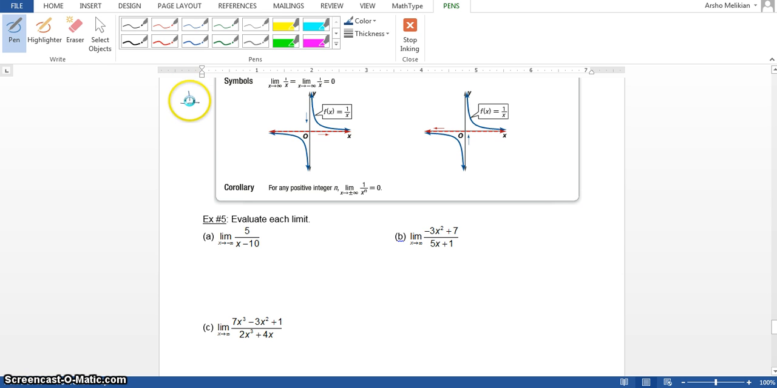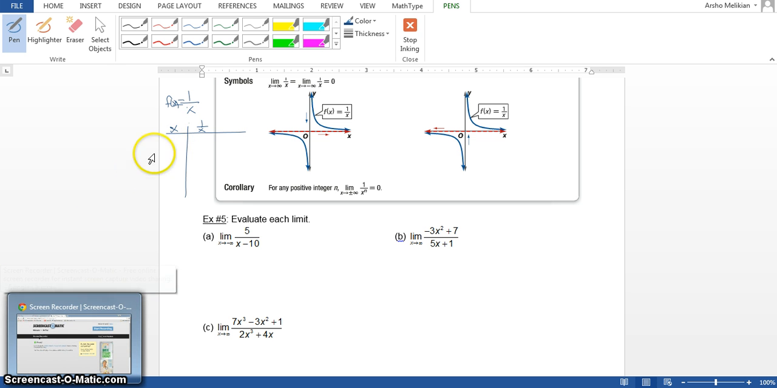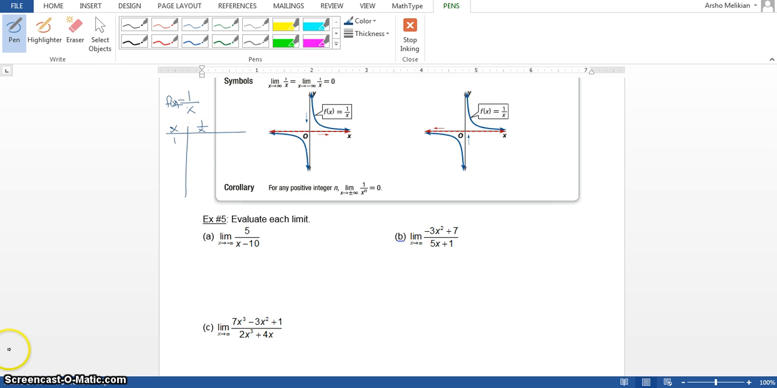Reciprocal functions are when f of x is equal to 1 over x. So let's explore this for a minute. Suppose you have x and you have 1 over x. Now, when x is 1, what's 1 over x? 1 over 1 is 1. Now, suppose x is 5. What's 1 over 5? 0.2. Now, suppose x is equal to 20. What's 1 over 20? 0.05. Okay? So, what's happening here?